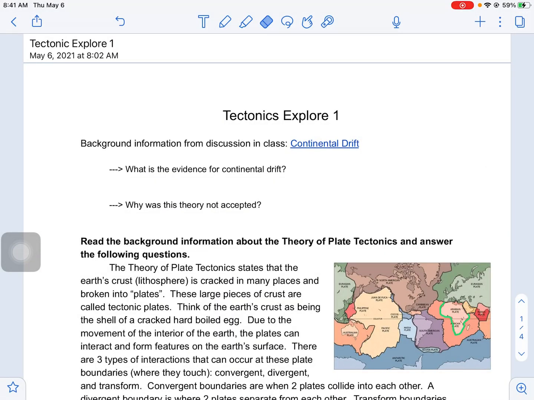So starting our first tectonic explorer, you can go ahead and open up this continental drift PowerPoint and get a list of the 4 pieces of evidence. You're going to get an A, B, C, and D evidence for continental drift, and also why this theory was not fully accepted at the time.